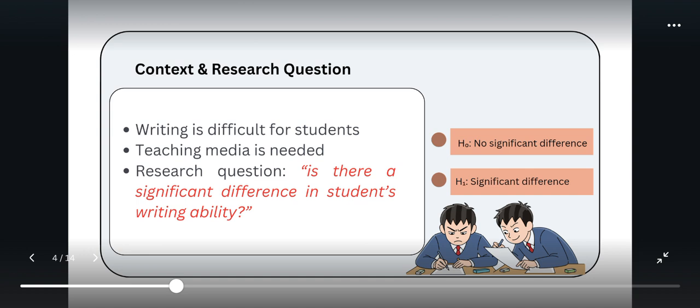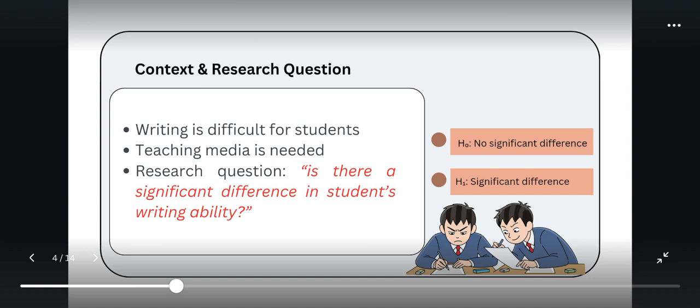So because of this problem, as a teacher, we need a learning media that can help students express their ideas more easily. And one learning medium that can be used is picture series because pictures can guide students to develop ideas step by step. So, based on this background, the research question of this study is: is there a significant difference in writing scores between students taught using picture series and students taught using the conventional method?